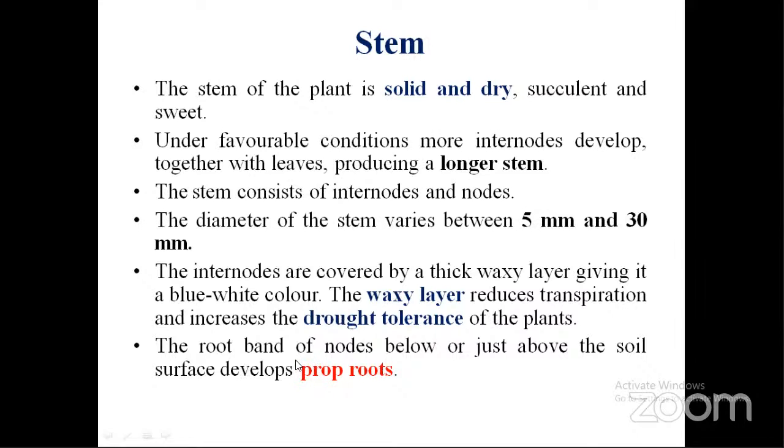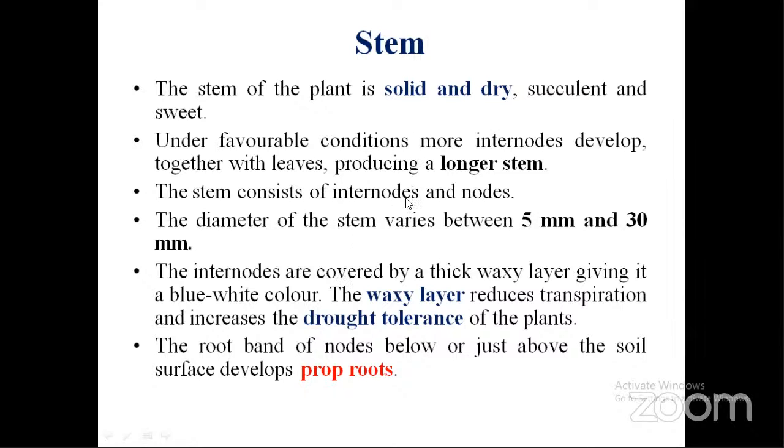And one more root system is there, that is prop roots, or brace roots. This band of nodes below or just above the soil develops prop roots. Generally, it develops above the soil surface. And the main function of these prop roots is that they give support and anchorage to the plants.